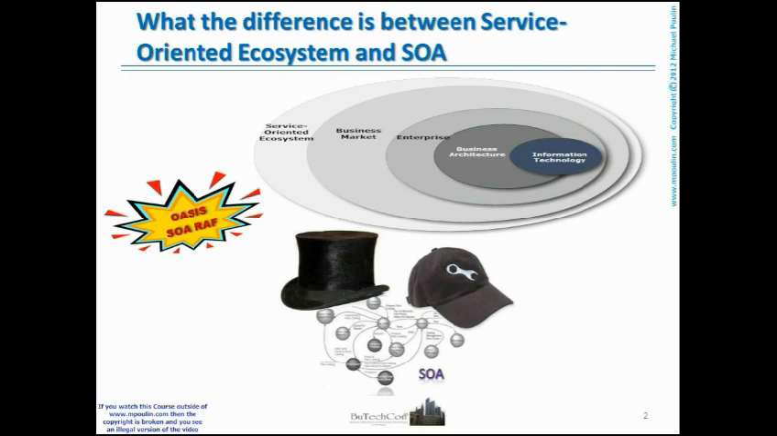At the same time, OASIS SOA RAF defines SOA as a paradigm for organizing and utilizing distributed capabilities that may be under the control of different ownership domains. It provides a uniform means to offer, discover, interact with and use capabilities to produce desired effects consistent with measurable preconditions and expectations. The central focus of SOA is the task or business function, getting something done. SOA is the architectural type in the SO ecosystem.